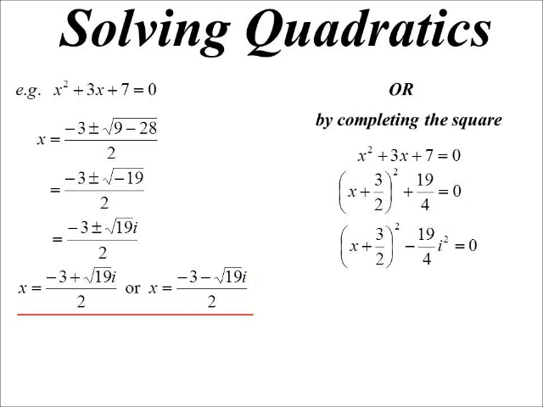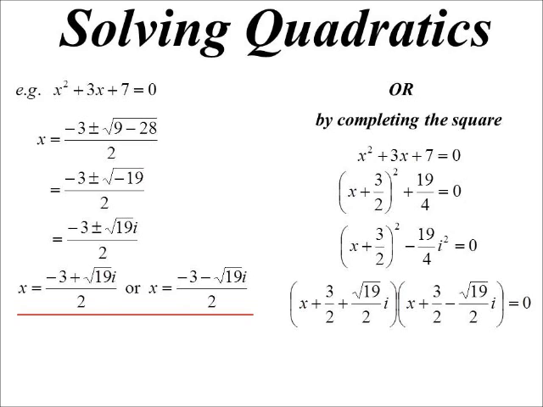But now that we can play with i, we can change that to the difference of two squares. So instead of looking at it and thinking of it as plus 19 on 4, we can think of it as minus 19 on 4 i squared. So everything will end up being the difference of two squares. And so then I can just say, oh well, x plus 3 on 2 plus the square root of 19 on 2 i, x plus 3 on 2 minus the square root of 19 on 2 i.